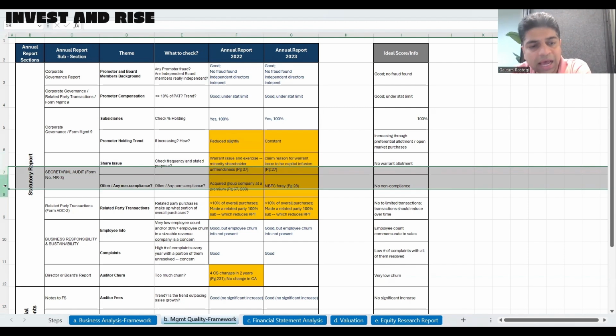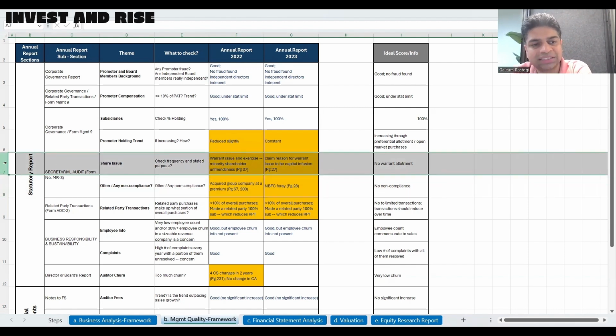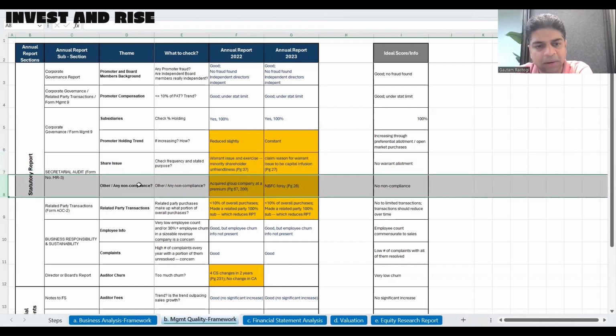The third thing, within the secretarial audit, is to check for any non-compliance, if the company has not complied with anything. Even as I was talking about the salaries, if they are paying themselves a salary beyond the set limit, then the auditors will call you out on that. There could be other non-compliance things as well. Besides non-compliance, there are other things also mentioned in the secretarial audit.